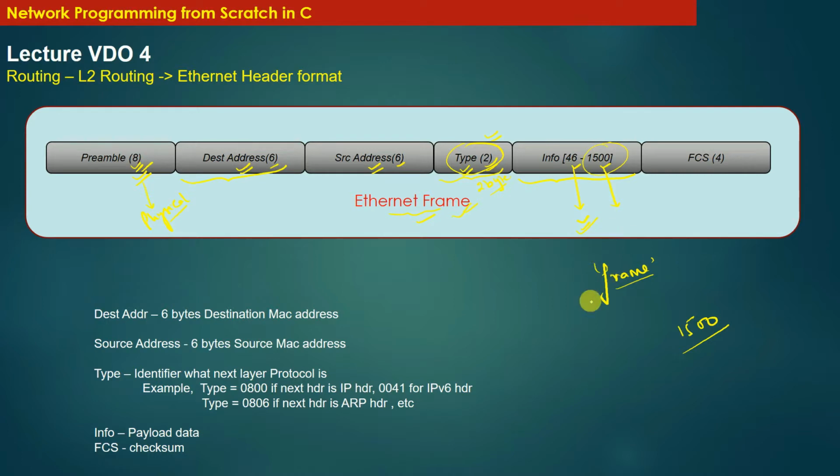Now the destination address is a 6-byte address, as I have explained, and the source address is again a 6-byte MAC address. Then type is the identifier field. If the type value is 0800, it means that the next header following in the packet is the IP header. Similarly, if the value is 86DD, then the next header after the data link header is the IPv6 header. Similarly, if the type value is 0806, it means that the next header following in the packet is the ARP header. That means it is an ARP packet.